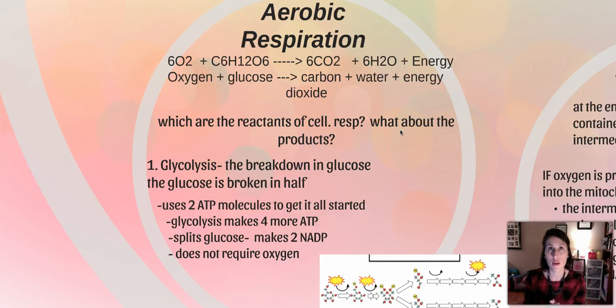So it's kind of like putting a little bit of money in the bank. I'm going to put $2 in the bank, and then because of interest, I'm going to get $4 out, right? Pretty cool. So it's going to use 2 ATP molecules, but it's going to make 4 more. It also splits the glucose literally in half. Glyco means glucose, lysis means split, so it's going to split that glucose molecule right in half. This does not require oxygen.